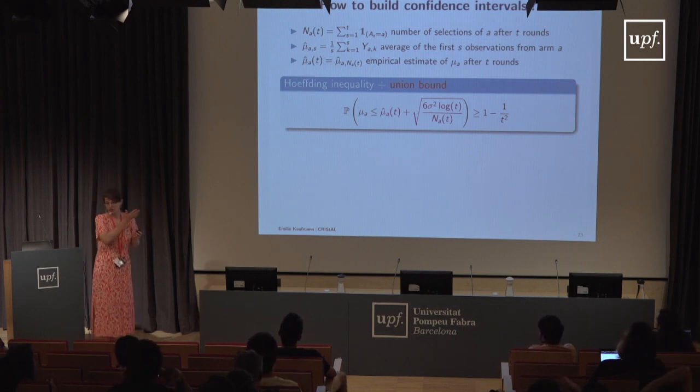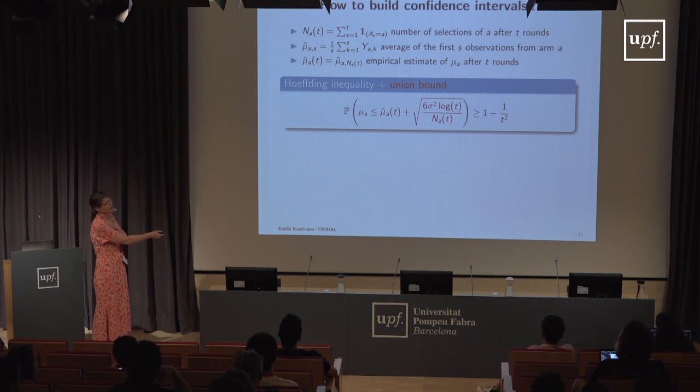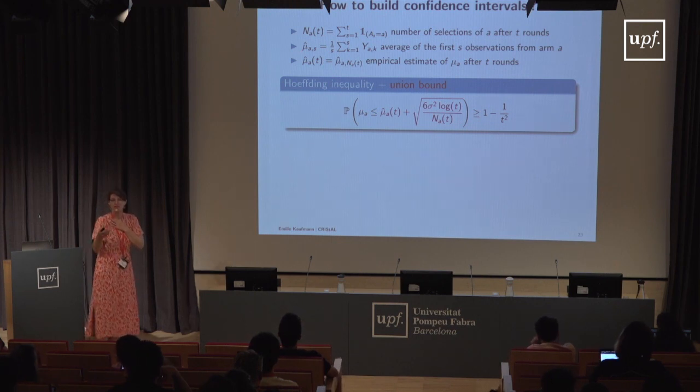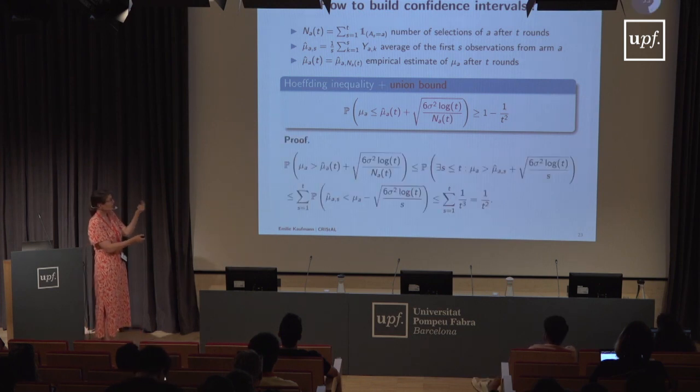So let's just see on this example again the union bound. Here what we want to prove is that this, which will be our candidate UCB, is larger than mu_a with probability 1 minus, I chose the simple 1 over t squared. Here the difficulty is that N_a(t) is random. And what we know how to control is the empirical mean of a fixed number s of observations. So we say that the empirical mean used at time t of the algorithm is the empirical mean based on the first N_a(t) observations. But N_a(t) is a random variable. And how do we cope with it?